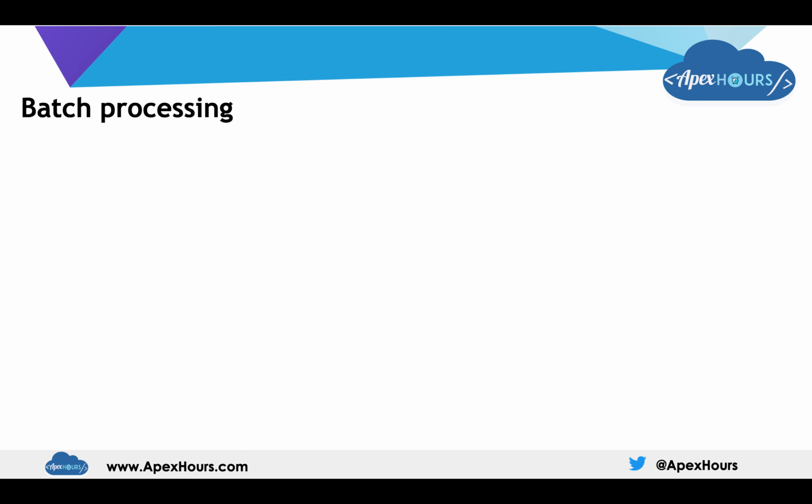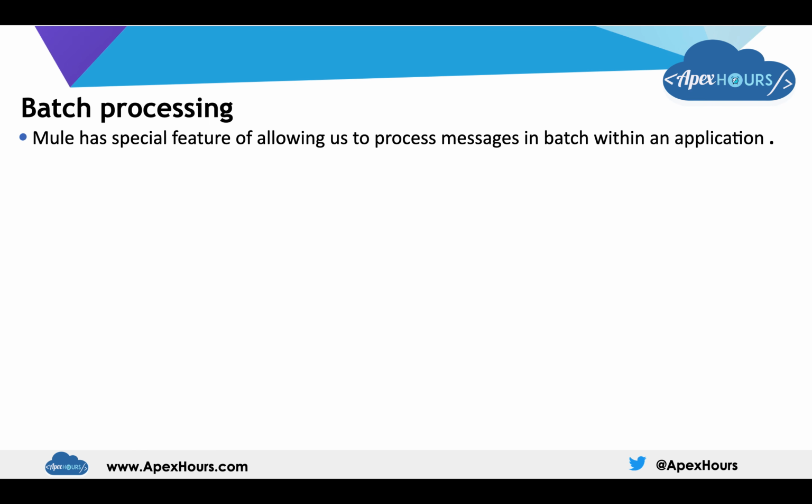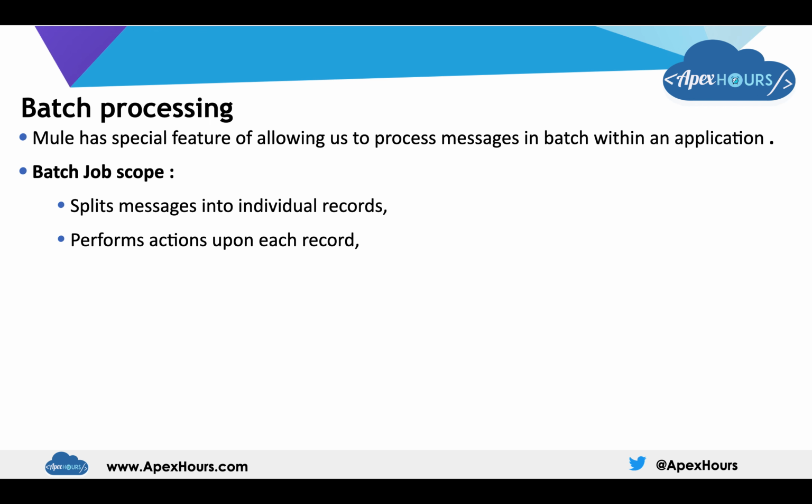All right, now the next connector, and the final connector for developing APIs, is batch processing. This is also really important for the certification exam, and also in real-time cases. Whenever there is a requirement to update thousands or millions of records, we will go with batch processing. Mule has this special feature allowing us to process messages in batch within the application. In the batch scope, it splits the messages into individual records, performs actions upon each record, and then reports on the result.